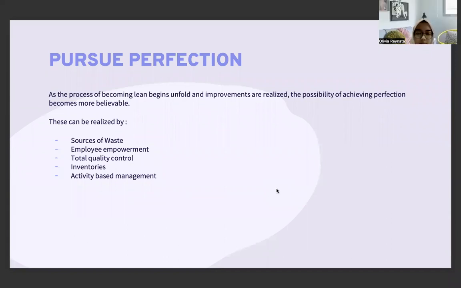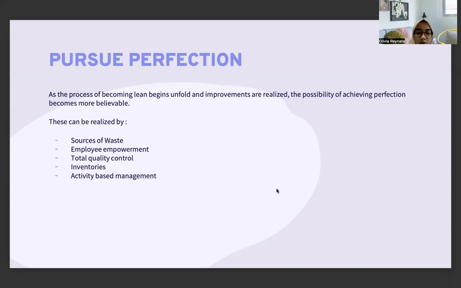The next topic is about pursuit of perfection. As the process of becoming lean begins to unfold and improvements are realized, the possibility of achieving perfection becomes more believable. This can be realized through the following. The first is sources of waste.